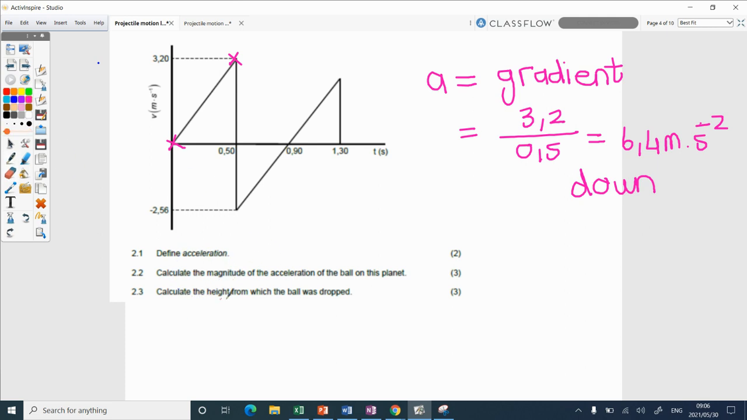Now this next question: calculate the height from which the ball was dropped. If you have a velocity time graph, how do you get the height? The area underneath the graph. But is it there? Where on earth are we going to go? This is where you need to think. Where was it dropped? From 0. This is where it was dropped. Where did it hit the ground? So I need this area under the graph.